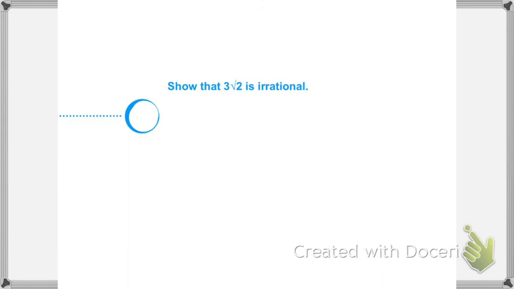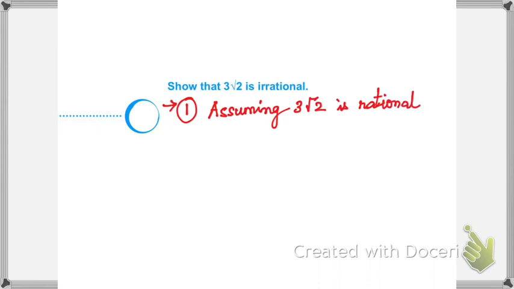You have to prove here that 3 root 2 is irrational. So in step 1, we will do our assumption that 3 root 2 is rational. In all these questions, we are doing it by the contradiction method. Whatever we have to prove to be irrational, by contradiction, we first assume it to be rational. Then we get to know that our assumption was wrong, and by that way, we actually prove that it's irrational.